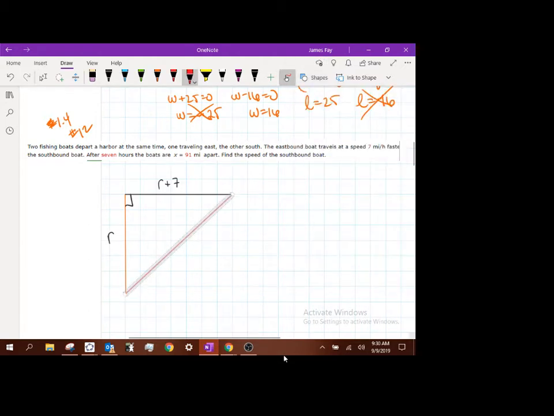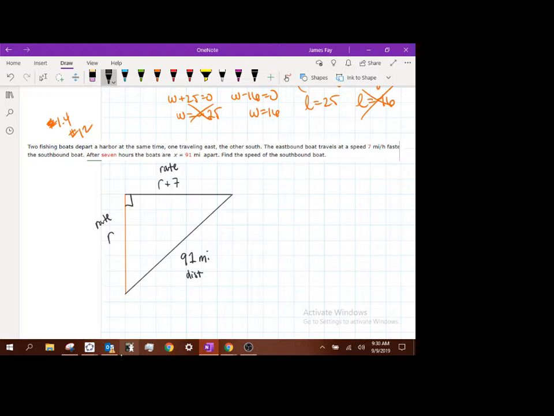There we go. Doesn't that line there represent 91 miles? Yeah. Okay. Now here's where we got to be careful. These were rates, and this is a distance. So we can't equate them. Does that make sense? All right, there is a relationship here.